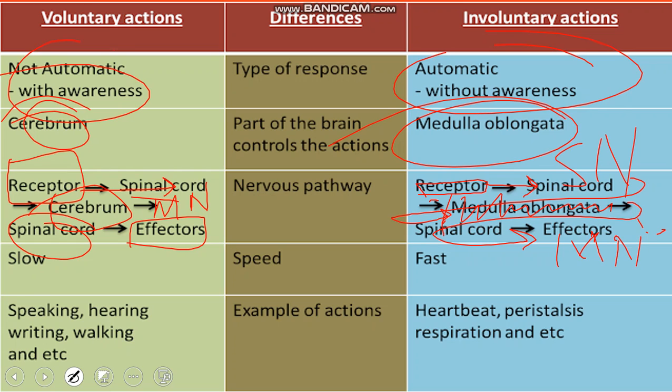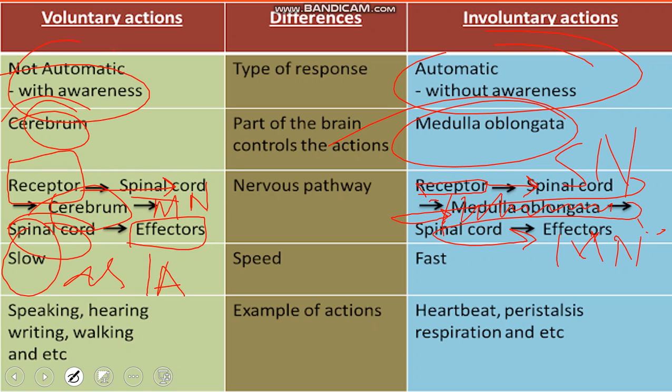So voluntary actions are slower as compared to the involuntary actions, whereas involuntary actions are faster. In case of involuntary action, they are very regular. Heartbeat is regular, 72 beats per minute. So this is a regular thing and it has to be fast. As compared to voluntary action, this requires a lot of thinking, this requires consciousness.